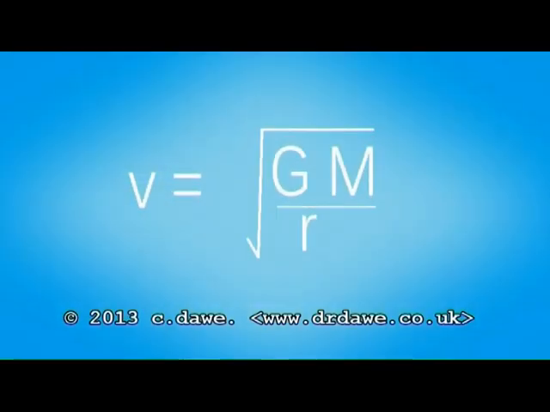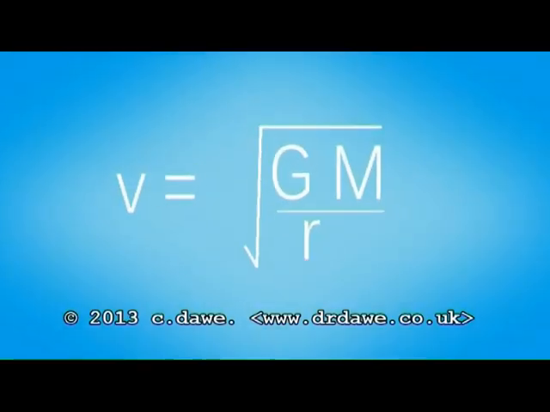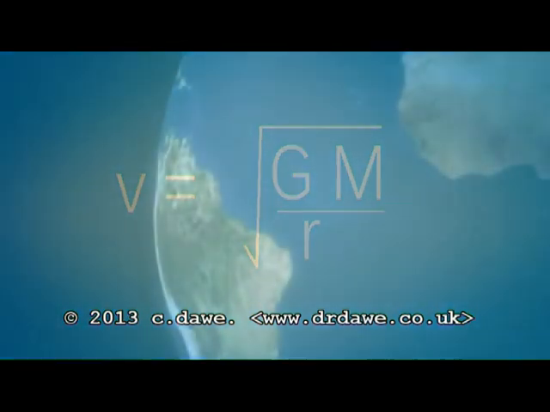From this, we get an equation for the tangential velocity in terms of big G, big M, and r, which is very useful in respect of satellites and planets.